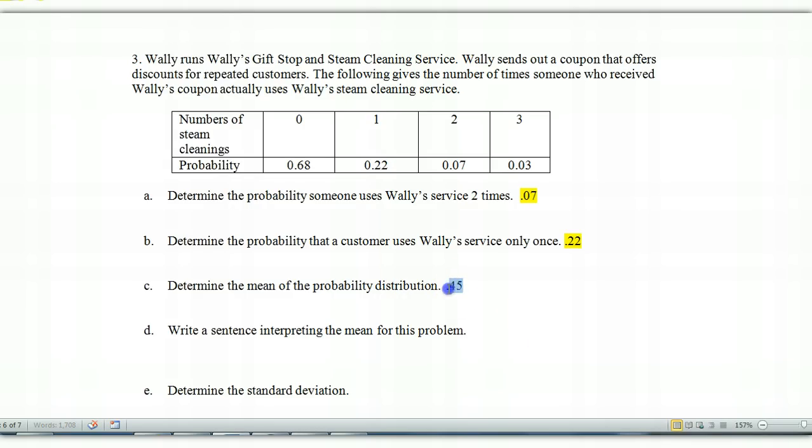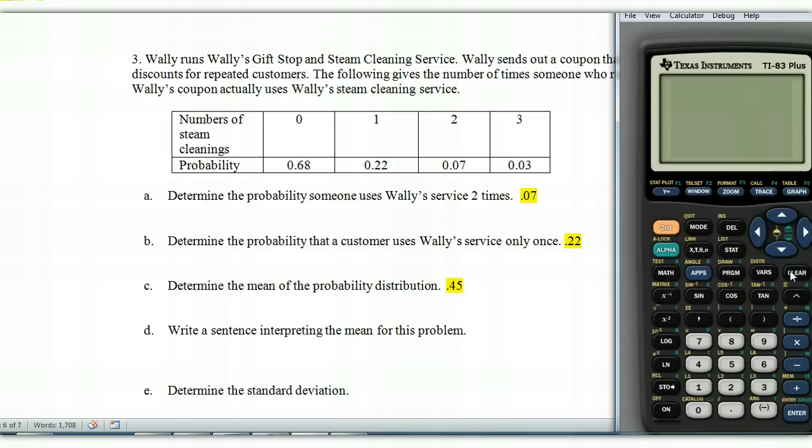But there's another way you can do it, especially when I'm looking down there and I'm seeing part E. I have to do the standard deviation. Another way you can do it that's almost as quick is to go into your editor again, put in the values of the steam cleanings in list 1, 0, 1, 2, 3, and then put in your probabilities in list 2, 0.68, 0.22, 0.07, 0.03. And now do your one variable stats. That's how you get a mean. Remember, we get the mean from the one variable stats.